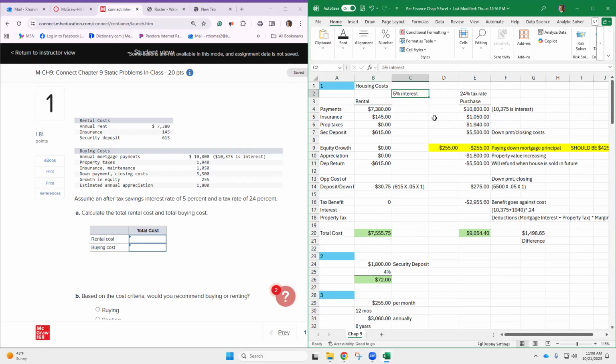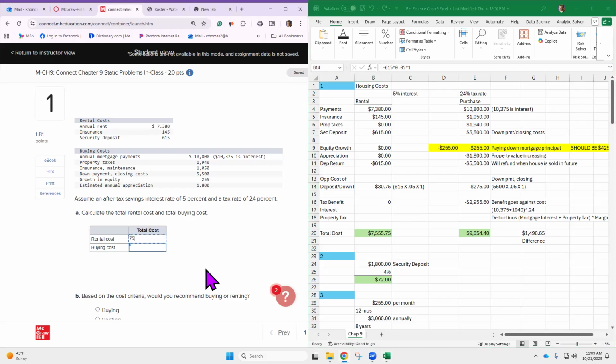Okay, 5% is our interest, 24% is our marginal tax rate, and that is used to calculate the opportunity cost of that $615 deposit. What you do is you take the 615 times 5% times 1. So they missed out on $30.75 of interest income. So the total cost for rental is $7,555.75. And I think that's fine.